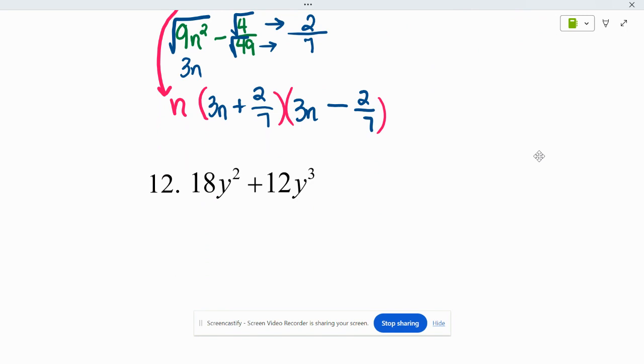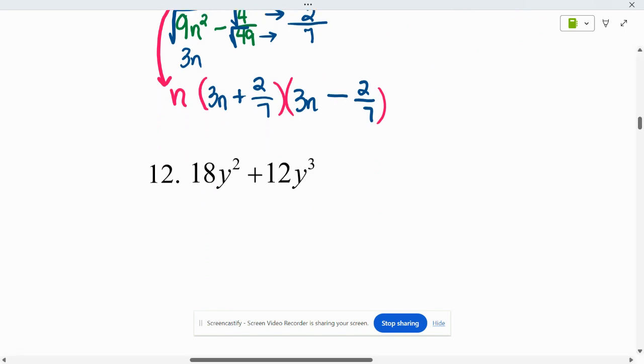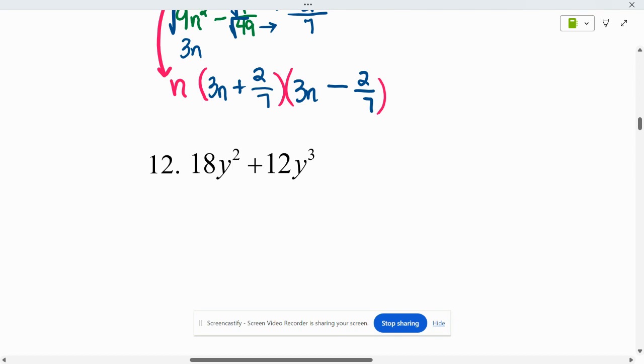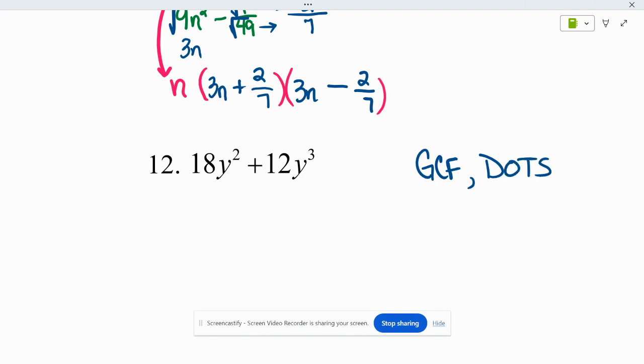Ashton, 12 is tricky. I want you to take a look at it. It only has 2 terms, just like the one above it. So let's think about if we have 2 terms, what did we say? What are we looking for? 2 terms. And then what? Perfect. So do you see a GCF in there, Ashton?